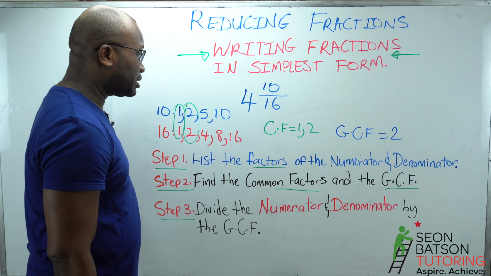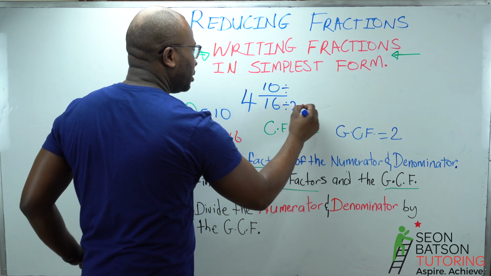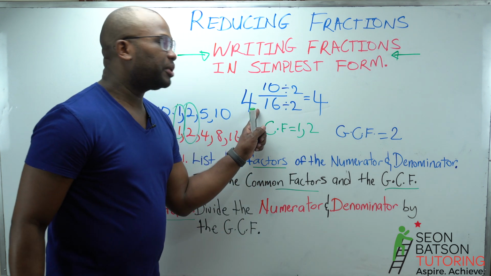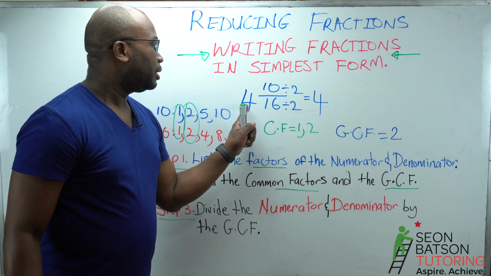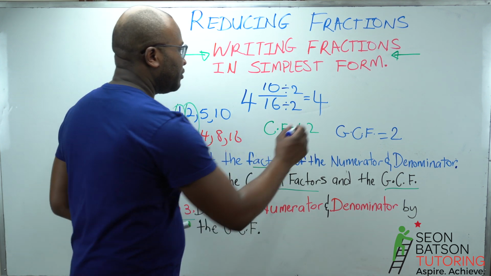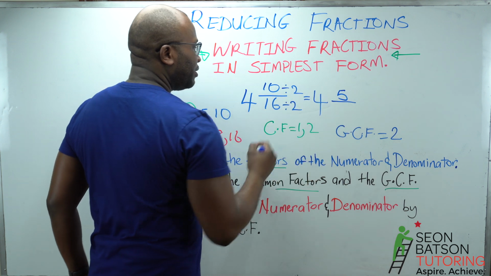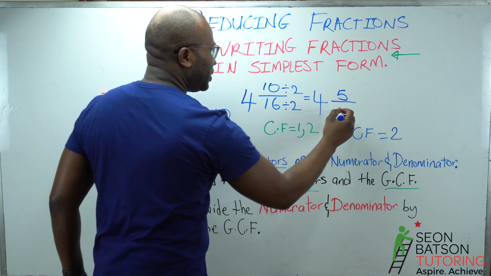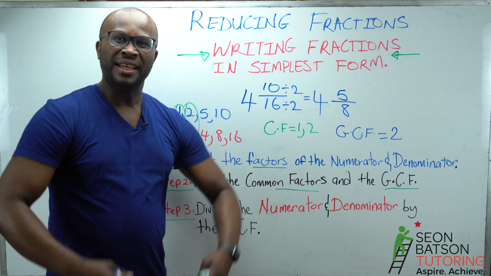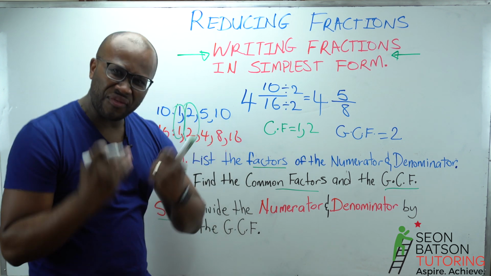Now that we have our greatest common factor, we will divide only the numerator and the denominator by the greatest common factor. The whole number stays the same. Yes? So let's divide. 10 divided by 2 is 5, and 16 divided by 2 is 8. And we are done. How was that? Very simple, very fun, very exciting.